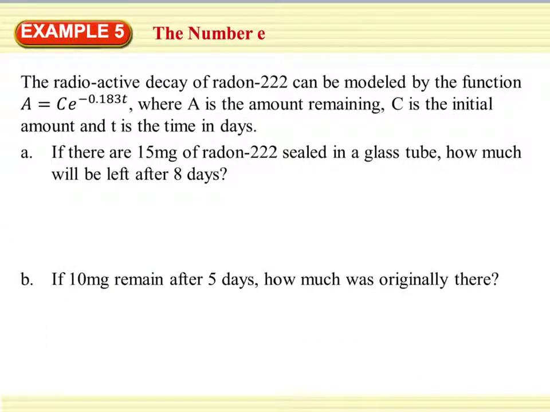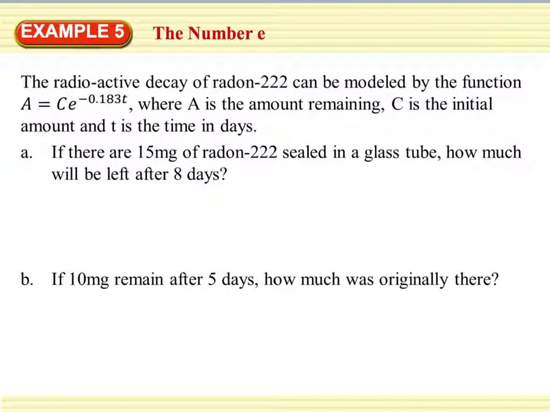And the last example we're going to look at today deals with radioactive decay. And we're looking at radon-222, which is an isotope. It can be modeled by the function A equals C e to the negative 0.183 t. A is going to be our amount that is remaining, C is going to be the initial amount that we started with, and t is going to be the time in days. So part A says if there were 15 milligrams of radon-222 that was sealed in a glass tube, we want to know how much would be left after 8 days.